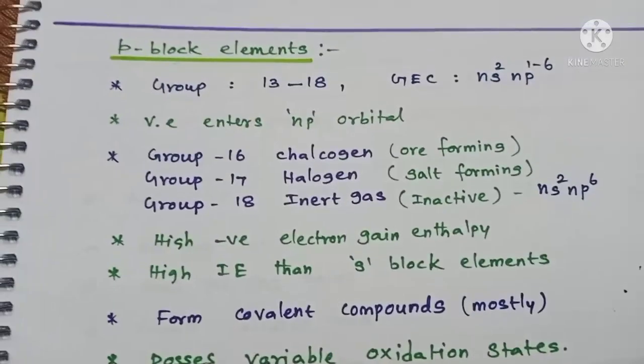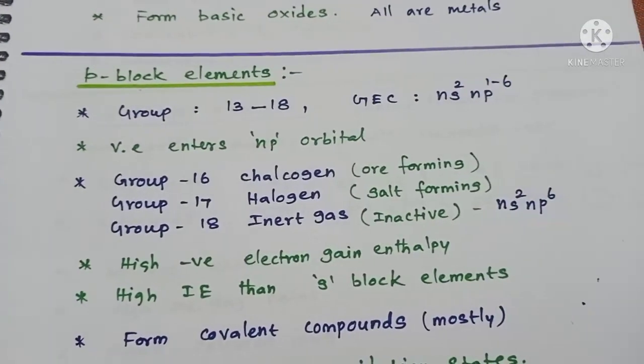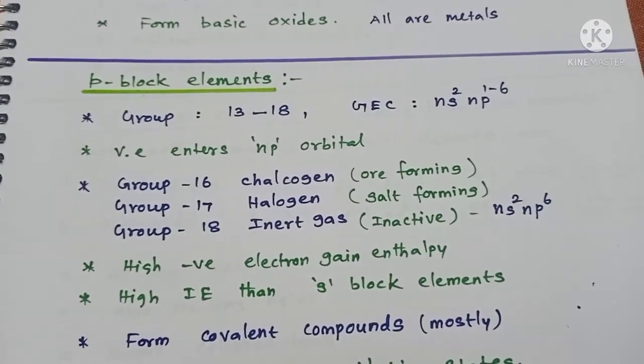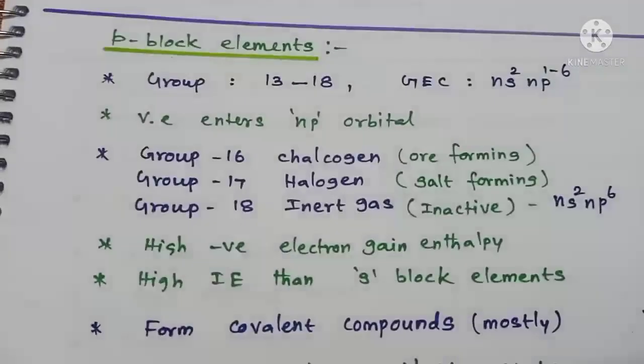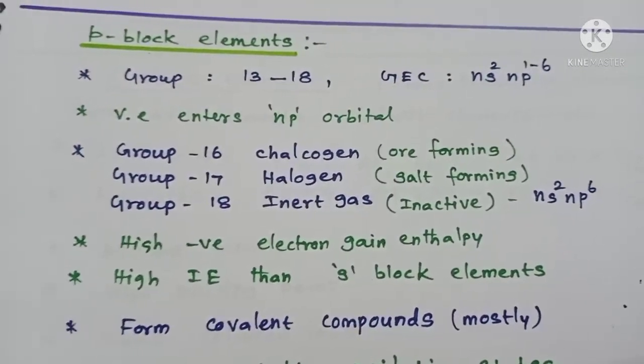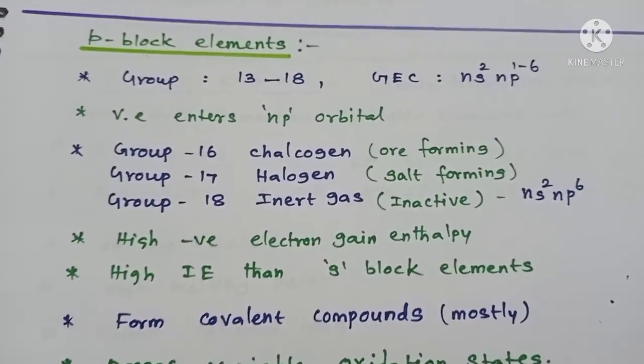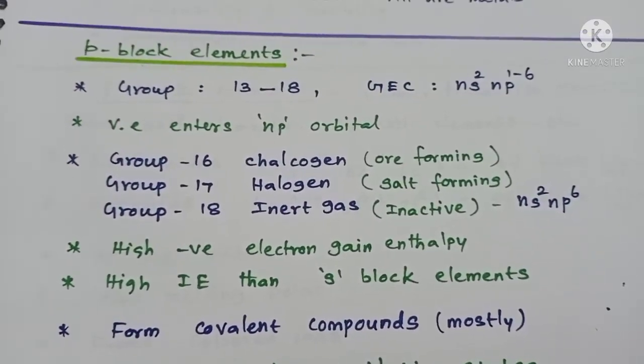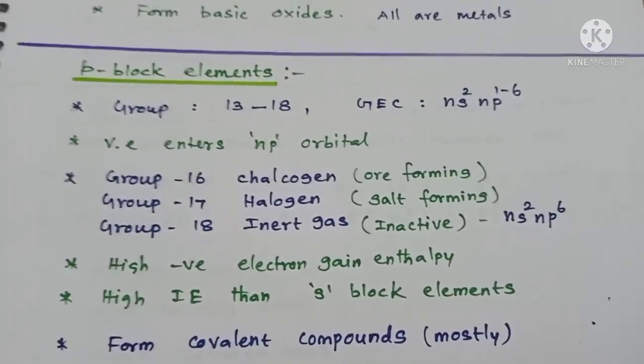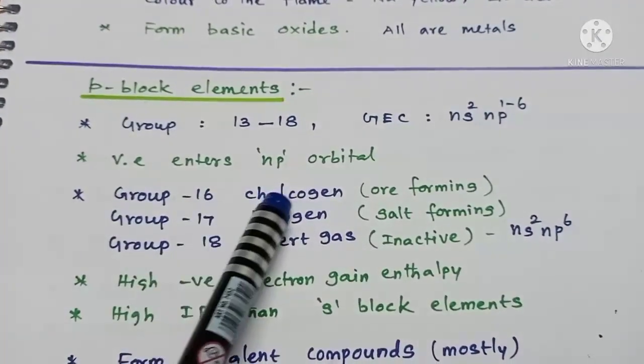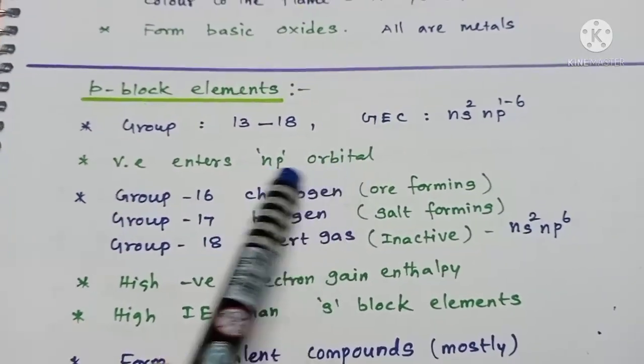Next I am moving to the P block elements. P block elements belong to group number 13 to 18, which is placed on the right hand side of the modern periodic table. Whereas S block elements are located on the left hand side of the periodic table. These are called P block elements because their valence electrons are added in the p orbital, np orbital.